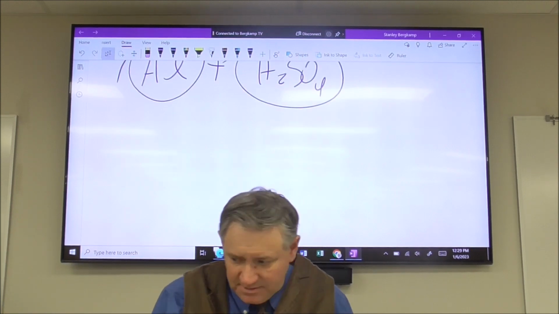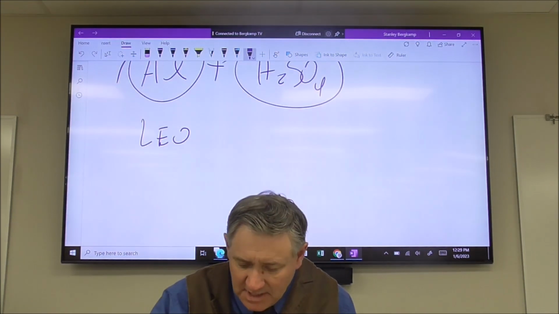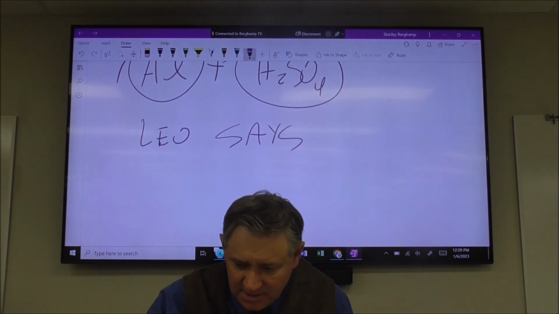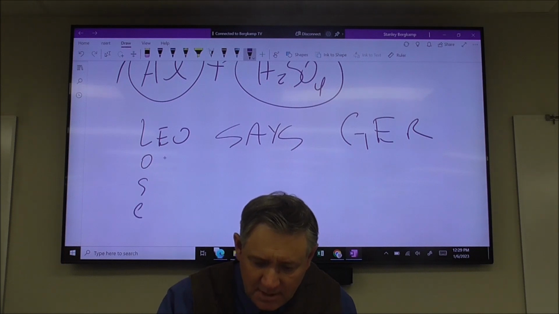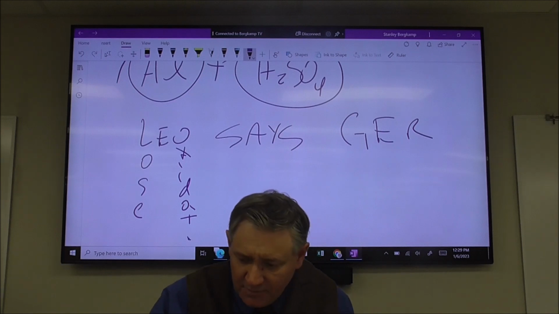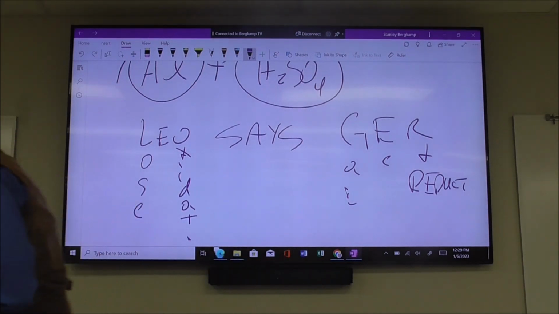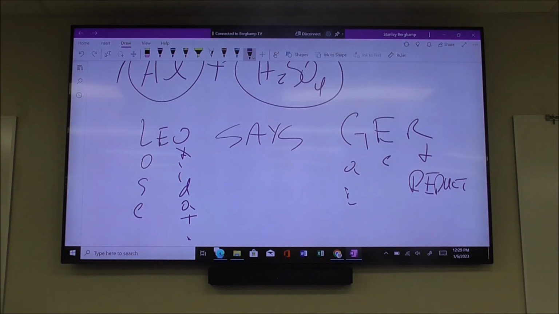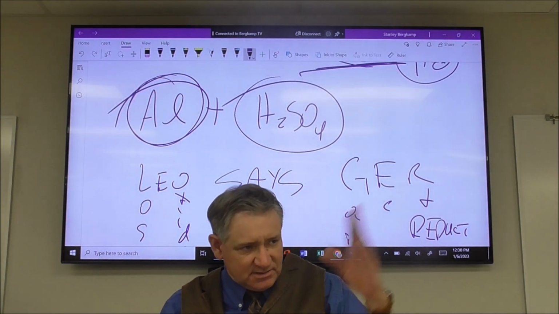On a redox reaction, there are different versions of this, but because I spent time in Africa, I always like to say LEO says GER. If you lose electrons, that's oxidation. If you gain electrons, that's reduction. So basically what happens is this: the aluminum comes along and it has all of its electrons.